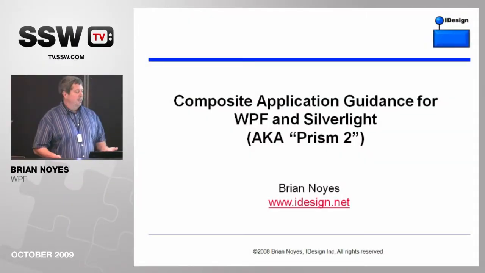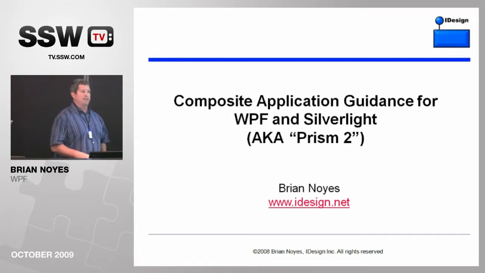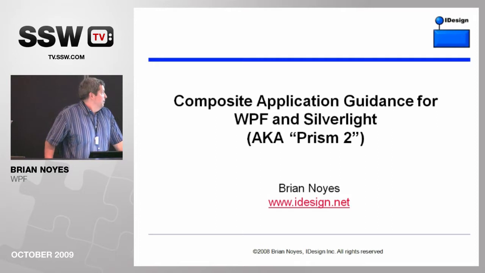Okay, so part 2 here is basically Prism, as it's called for short, or Prism 2 to be more precise because it's the second release. The full name, Composite Application Guidance for WPF and Silverlight, is just too long to say.